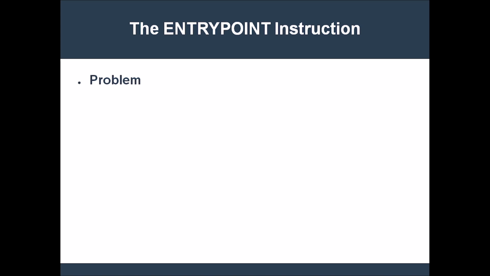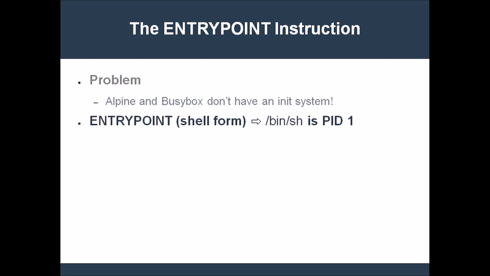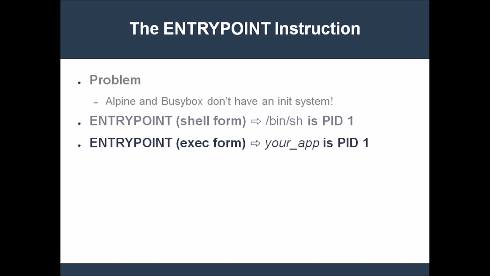Here's the problem. Ultra-minimalist Docker images, like Alpine and BusyBox, have been stripped of their init system. So, when you use the shell form of the entry point instruction, the shell is PID1, and your app is a child of PID1. But the shell won't forward SIGTERM onto its children. Thus, your app won't terminate gracefully, and then neither will the container. When you use the exec form of the entry point instruction, your app runs as PID1. While it will receive SIGTERM when you docker stop the container, PID1 is special and therefore won't perform the default action and terminate.